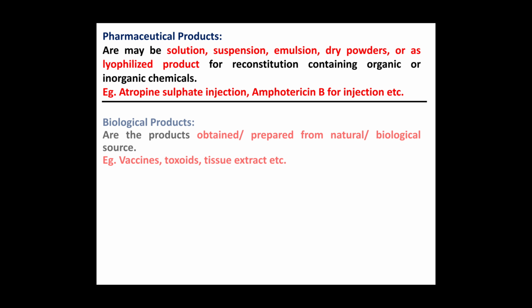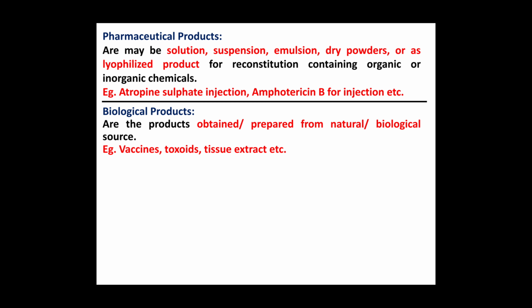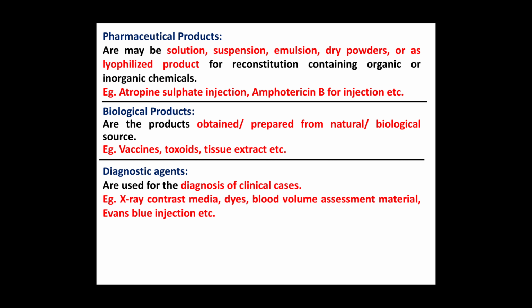The next class is biological products. These are the products obtained or prepared from natural biological sources. The examples are vaccines, toxoids, tissue extract, etc. The next class is diagnostic agents. Diagnostic agents are used for the diagnosis of clinical cases. The examples are X-ray contrast media, dyes, blood volume assessment material, Evans blue injection, etc.